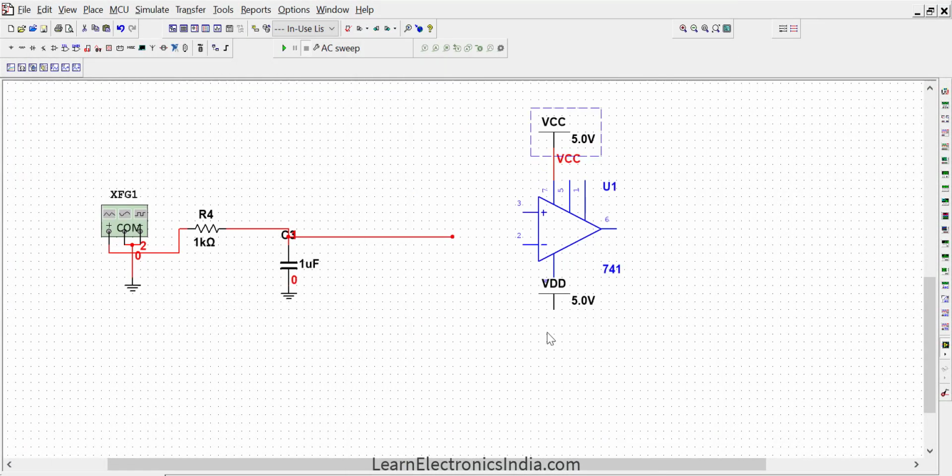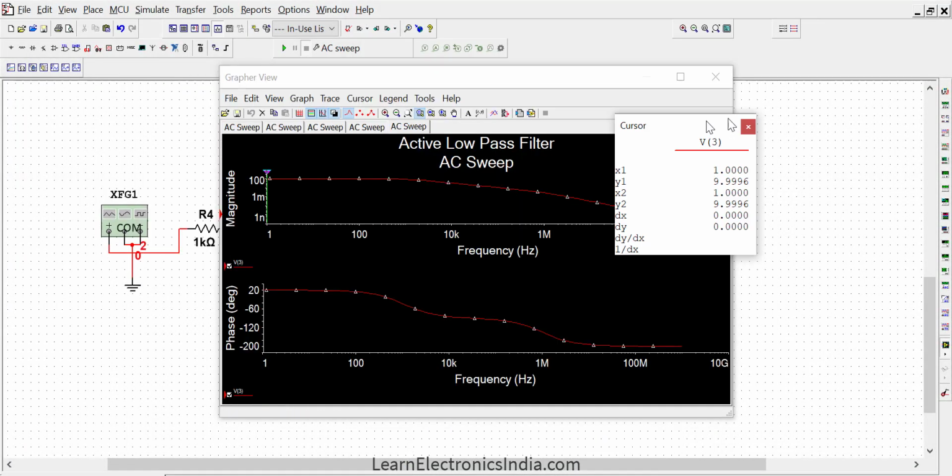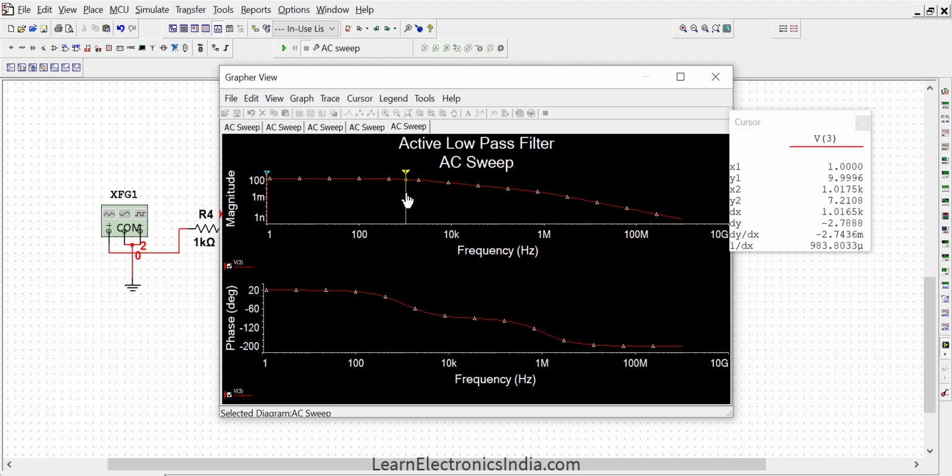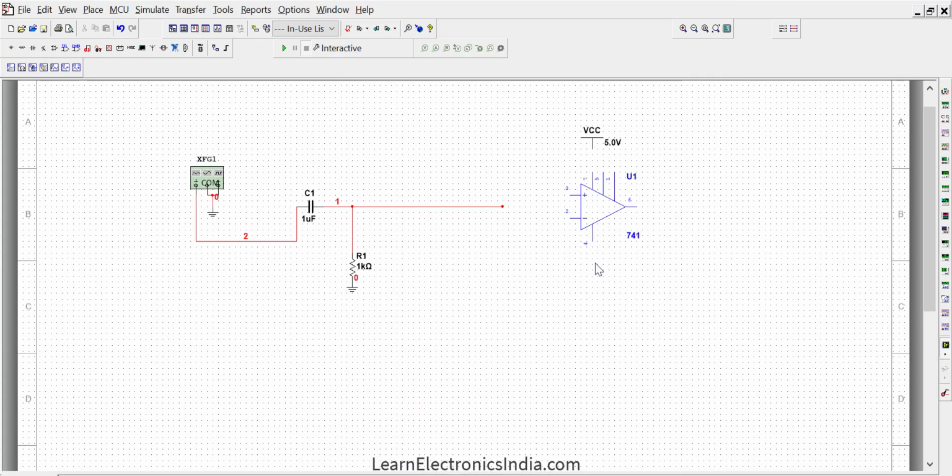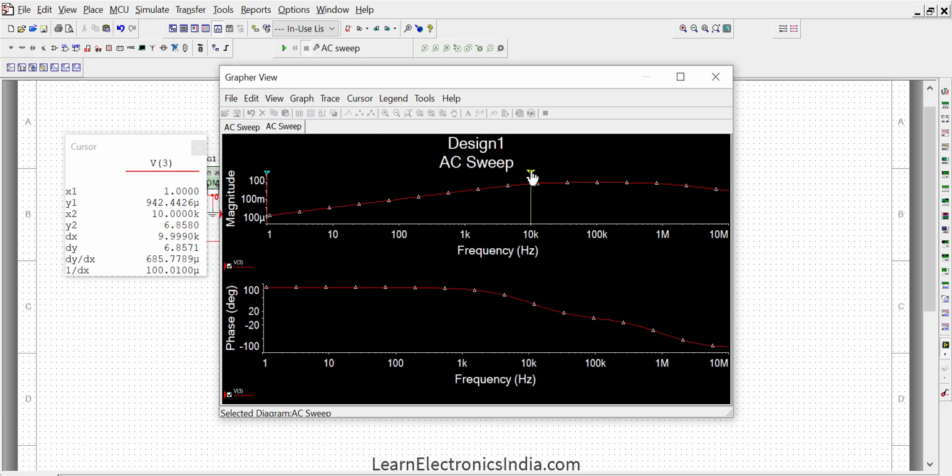In the previous videos, we learned about high-pass filters and low-pass filters. Such filters are used for filtering out low frequencies and high frequencies from the circuit. When we cascade these two filters, we get another special filter known as bandpass filter.